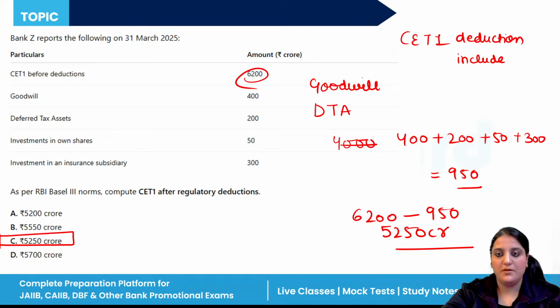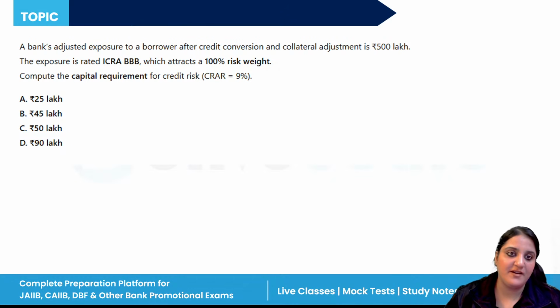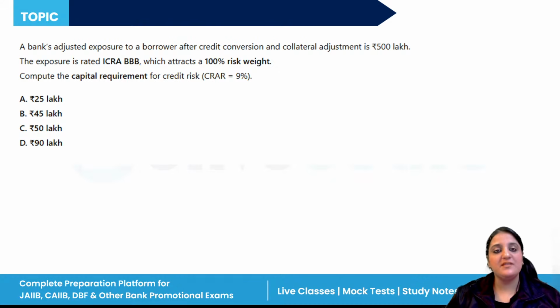Okay, do this one. If a bank's adjusted exposure to a borrower after credit conversion and collateral adjustment is rupees 500 lakh, the exposure is rated ICRA triple B, which attracts a 100% risk weight. So compute the capital requirement for credit risk.